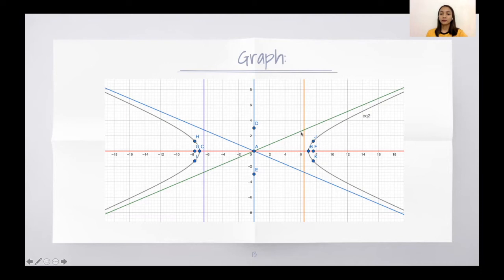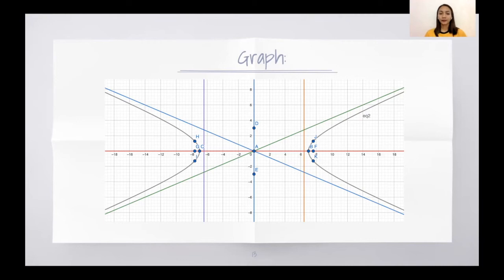So ito yun. Okay? For the co-vertices, here are the co-vertices, the letter D and letter E. Yung center natin, of course, at 0, 0, yung letter A. So, itong lines na color violet and color orange, these are the directrices. And yung lines na color green and color blue are the asymptotes of the hyperbola.